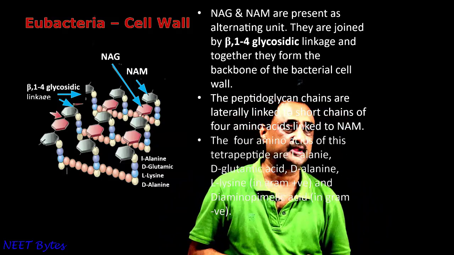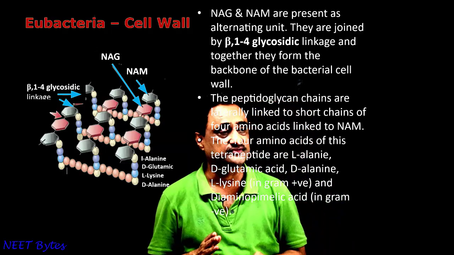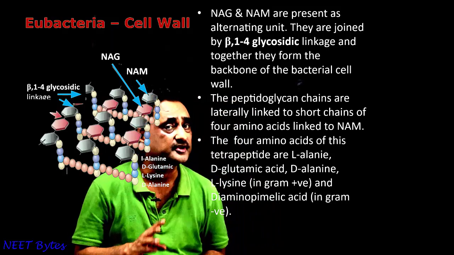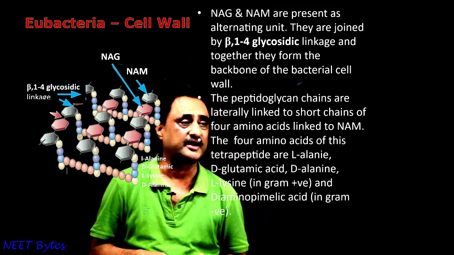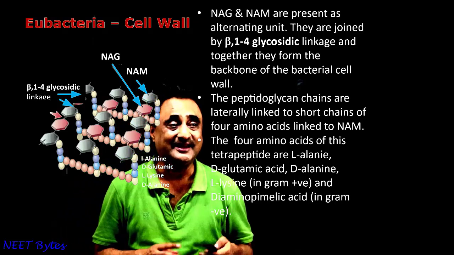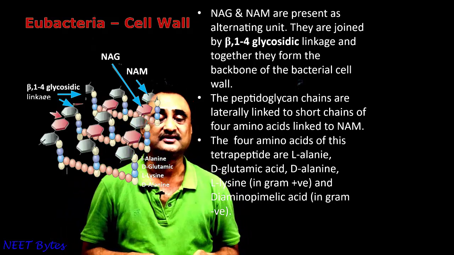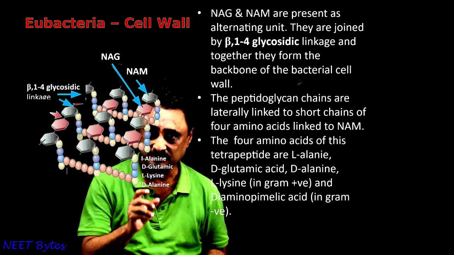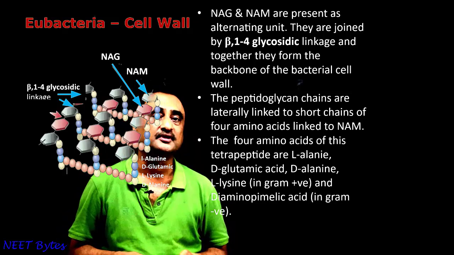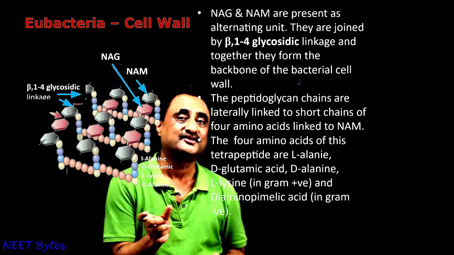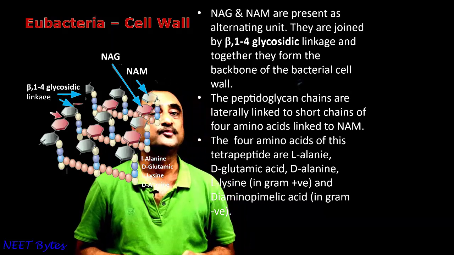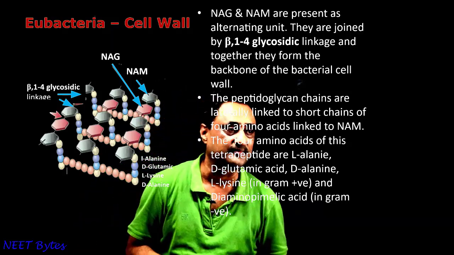present laterally, linked with a side chain. And these 4 amino acids are very, very specific in terms of their presence in gram-positive and gram-negative bacteria. For instance, the 4 amino acids are L-alanine, D-glutamic acid, D-alanine, and L-lysine. These are found in gram-positive. The rest of the 3 occur in gram-negative also, but in place of L-lysine, there is diaminopimelic acid present in case of gram-negative.